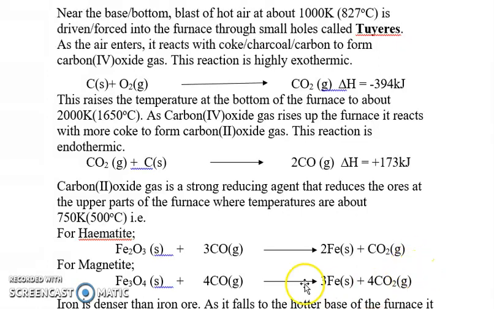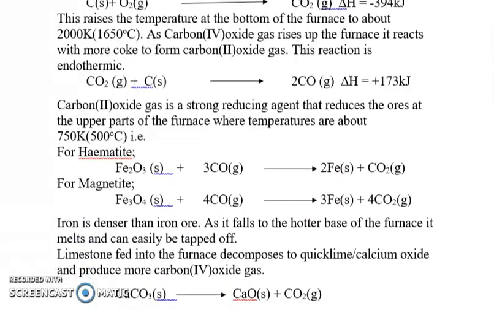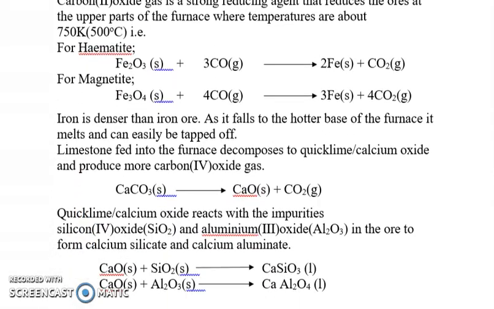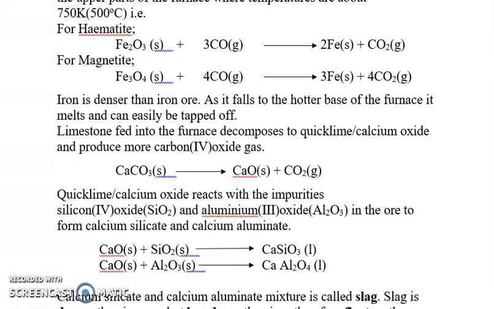For hematite, iron(III) oxide reacts with carbon(II) oxide to form iron, and the magnetite also reacts with carbon(II) oxide to form iron. So those are the respective equations. Iron being denser than iron ore, it falls to the hotter base of the furnace, it melts and can easily be tapped off. Limestone fed in the furnace decomposes to form calcium oxide and produce more carbon(IV) oxide gas.